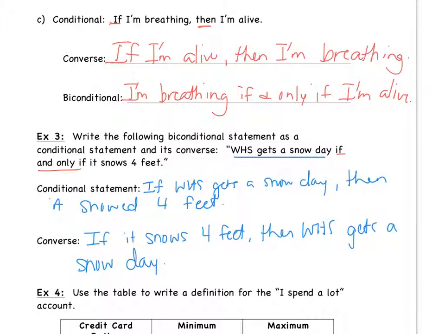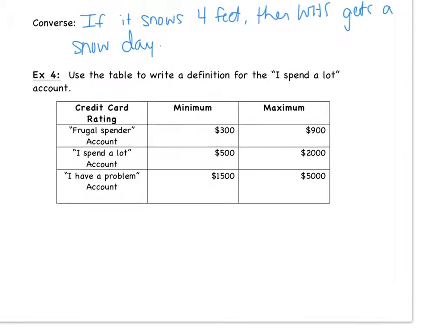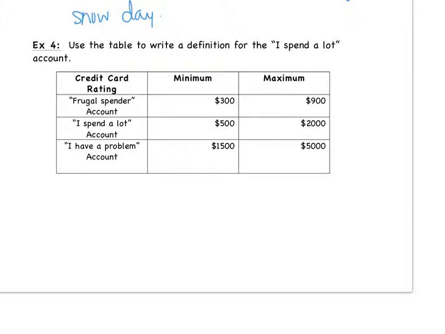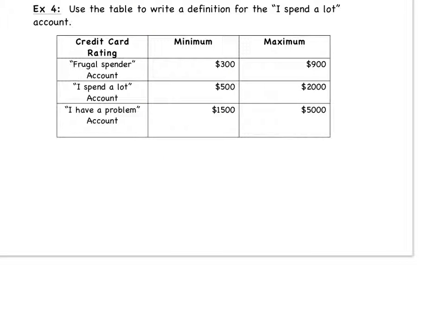Okay, moving down to example number 4. Use the table to write a definition for the I Spend A Lot account. So I'm looking at the account. The frugal spender spends a minimum of $300 and a maximum of $900. The I Spend A Lot account spends $500 to $2,000, and the I Have A Problem account spends $1,500 to $5,000. We want to write a statement for I Spend A Lot, or my definition.